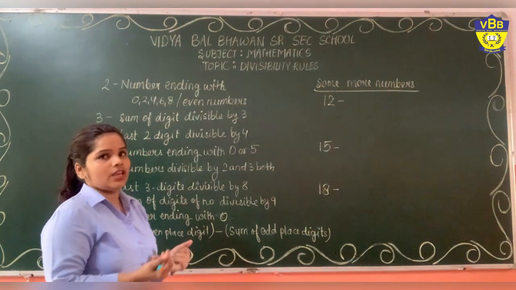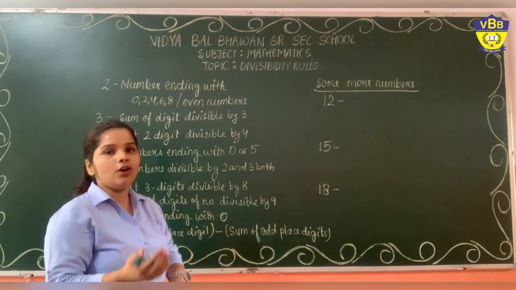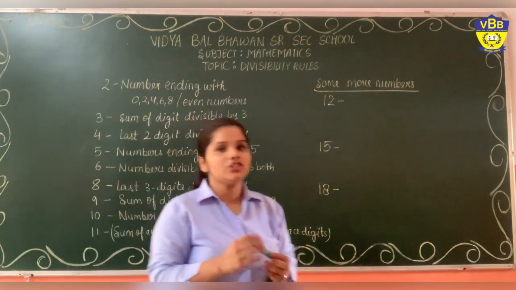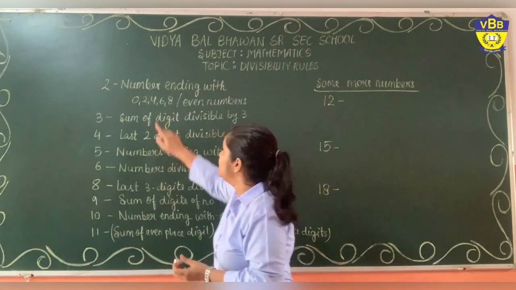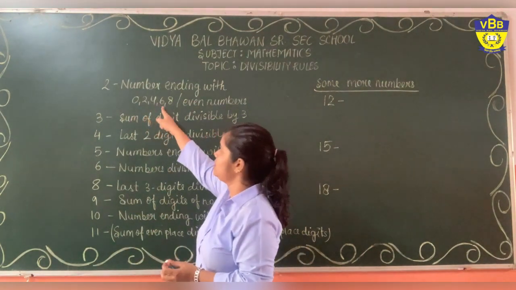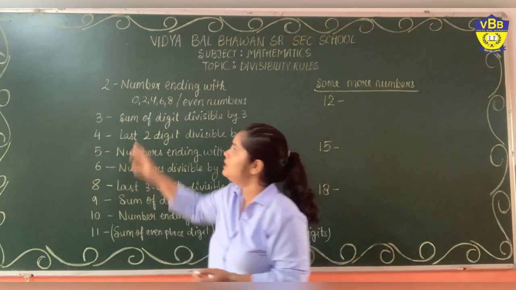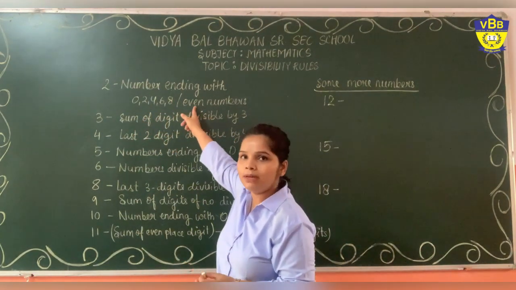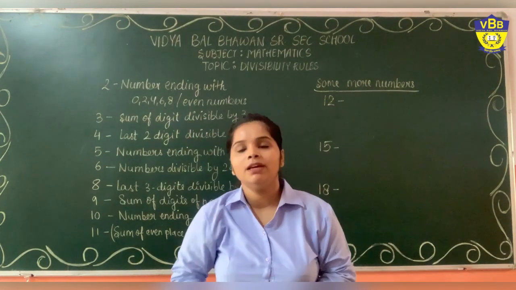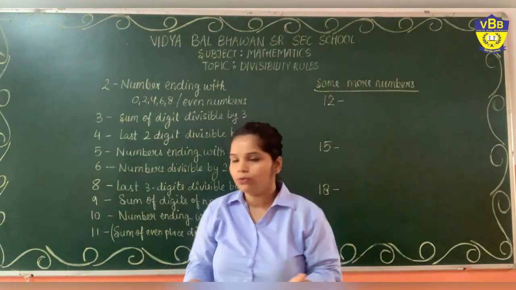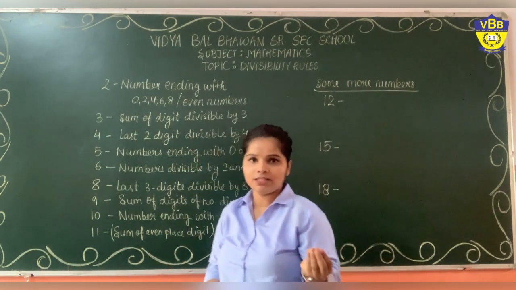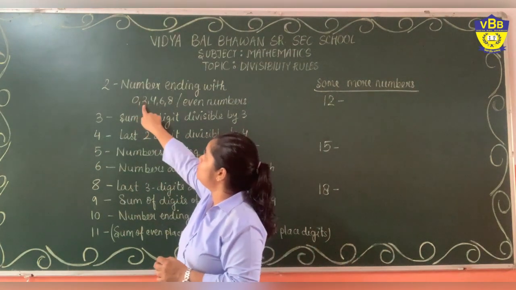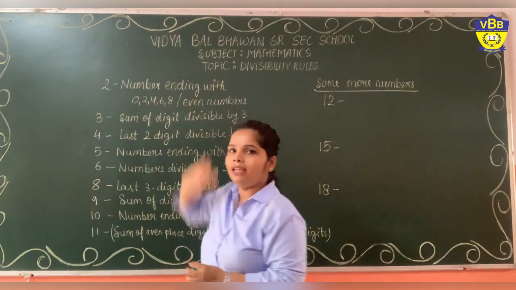If we want to check if a number is divisible by 2 or not without actually dividing it, we will check if the number is ending with 0, 2, 4, 6 or 8. If a number is ending with 0, 2, 4, 6, 8, or if it is an even number, then that particular number will be divisible by 2.